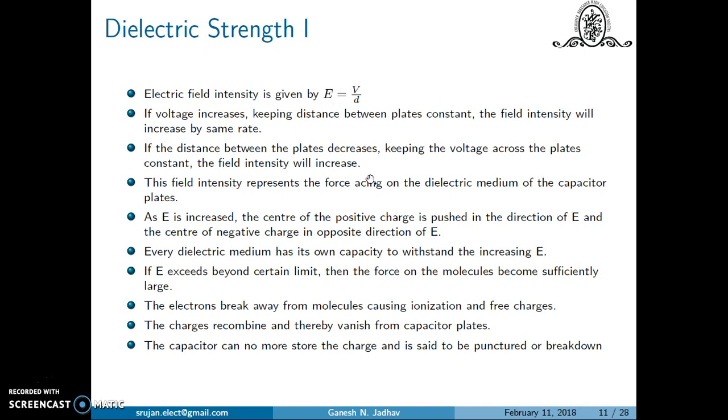This field intensity represents the force acting in the dielectric medium. As E increases, the center of positive charge is pushed in the direction of E, and the center of negative charge is pushed opposite to the direction of E. Every dielectric has its own capacity to withstand E. If E exceeds the withstand capacity, the force on the molecule becomes so large that electrons break away from the molecule, causing ionization and free charge. The charges recombine and vanish from the capacitor plates.